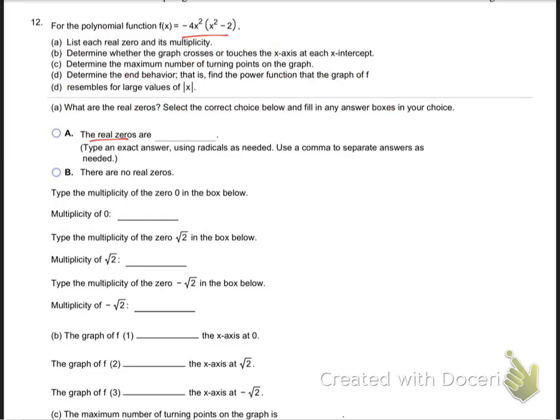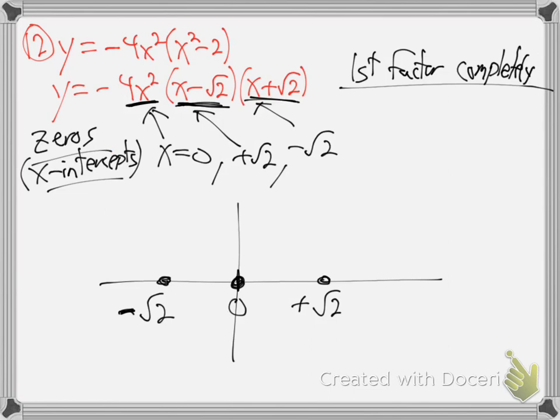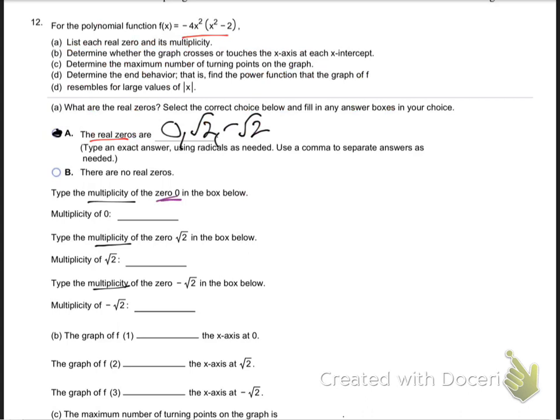So let's go back to their question. They want 0, root 2, minus root 2. Those are the zeros. Type them, and now they want the multiplicity. What is multiplicity? That's the power. So for x equals 0, it came out of this term. What's the power? 2. So its power is 2. This one came out of this term. What's the power there? 1. So that's the multiplicity. So the 0 has multiplicity 2, the root 2 has multiplicity 1, and the negative root 2 has multiplicity 1.